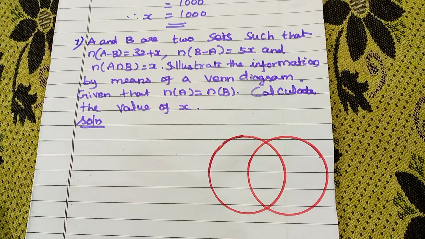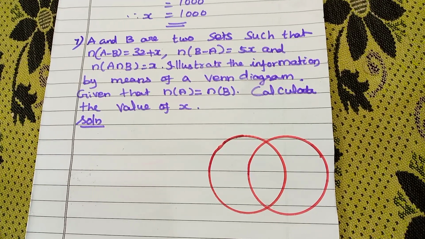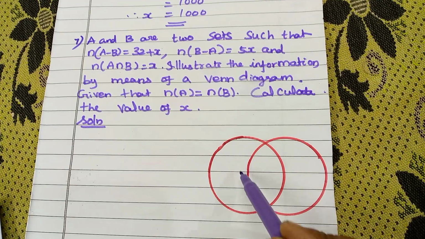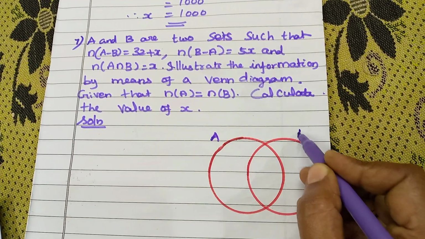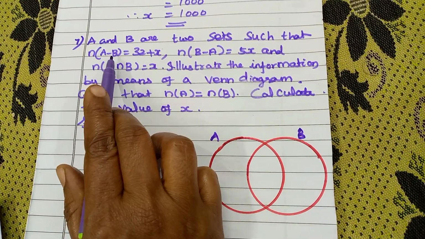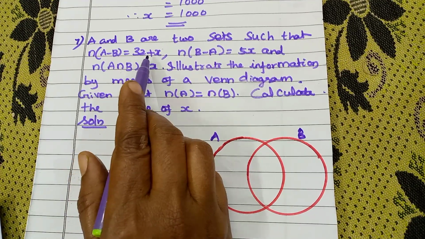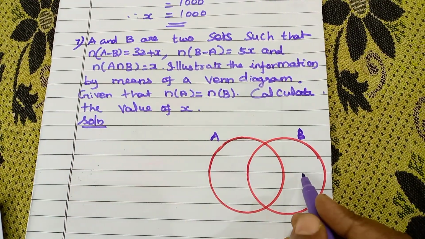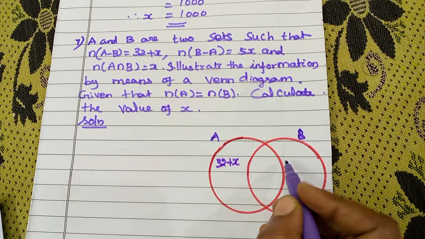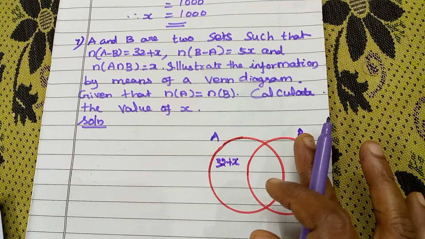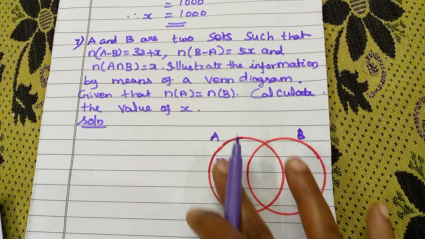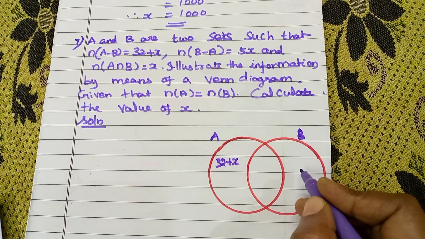Okay students, next question number 7. What is question number 7? A and B are two sets such that, let us take the two sets A and B, n of A minus B, A minus B meaning except B, is 32 plus X. Similarly, B minus A means except A, so the A circle will not come, remaining 5X.